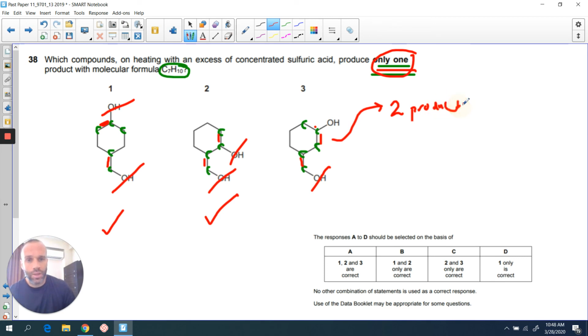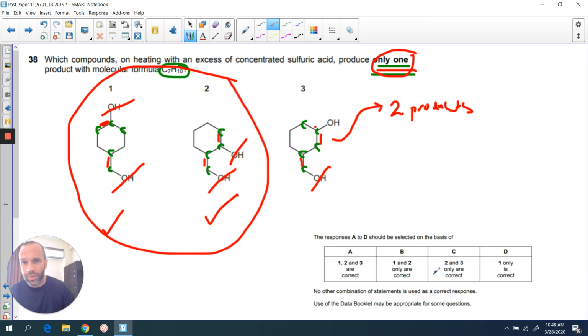So this one here could form 2 different products, meaning that this would be incorrect. So the correct answer is going to be 1 and 2 only. Both of these are correct. Okay, so it would be B. Hope that's helped.